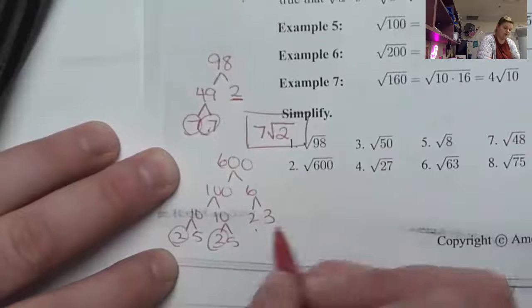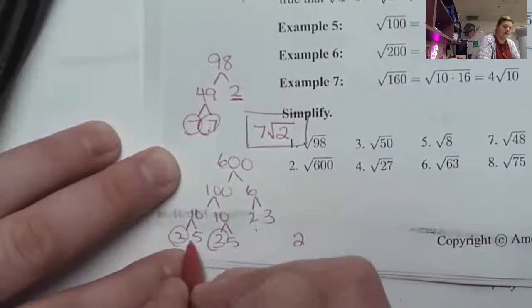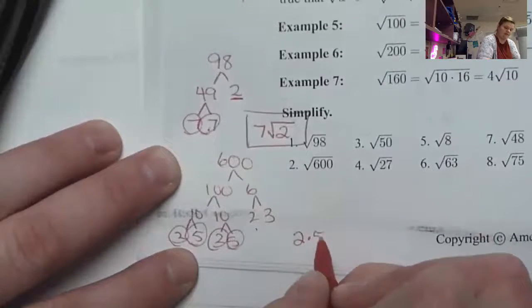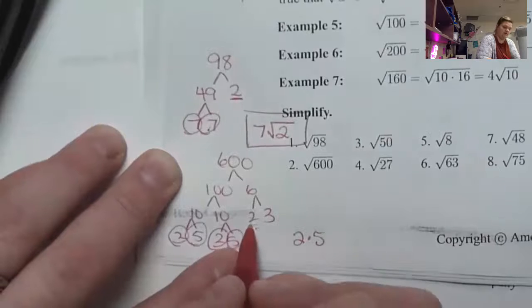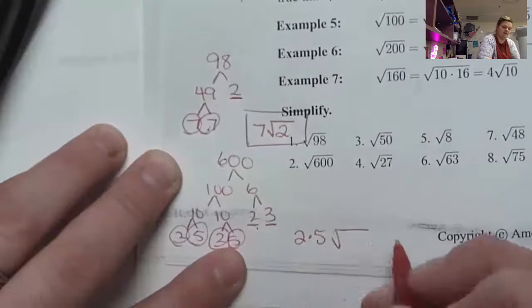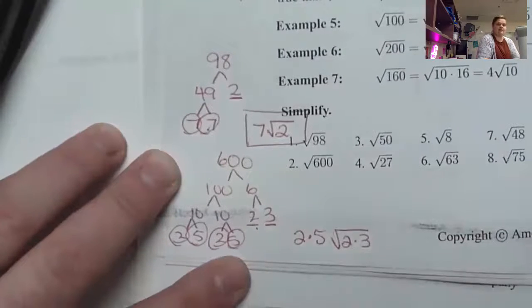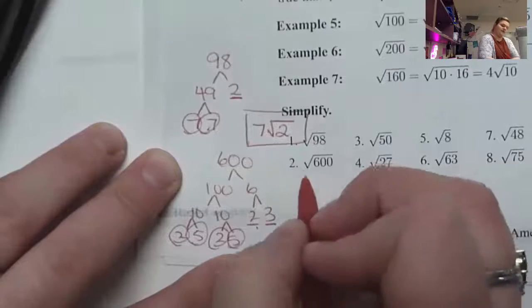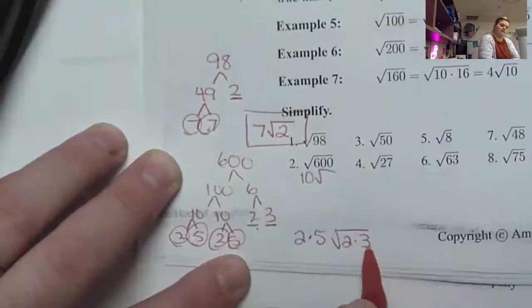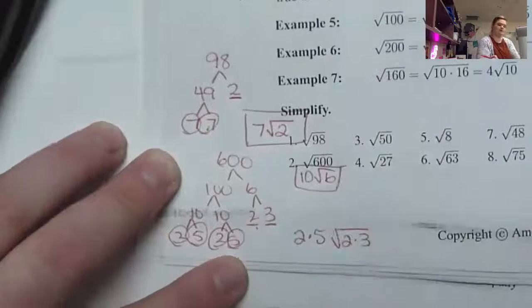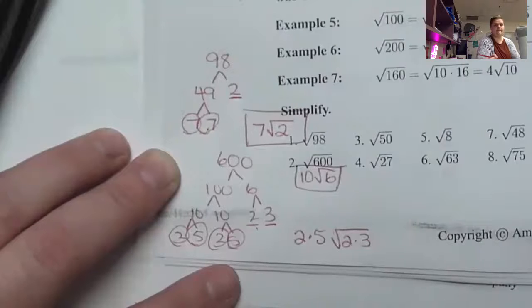So here's a group of 2. I'm going to bring that to the outside. Here's a group of 2. I'm going to bring that to the outside. This does not have a group and this does not have a group. So that has to stay on the inside. So the 2 times 3 needs to stay on the inside. Well, 2 times 5 is 10. 2 times 3 is 6. So 10 square roots of 6 is the square root of 600.